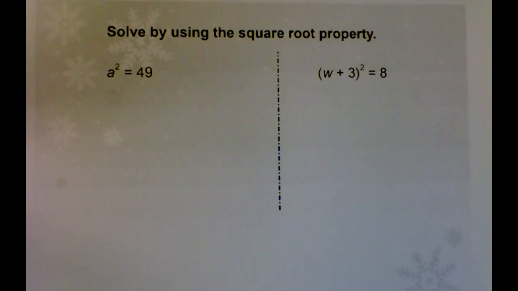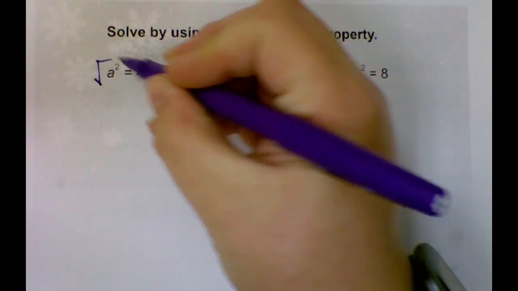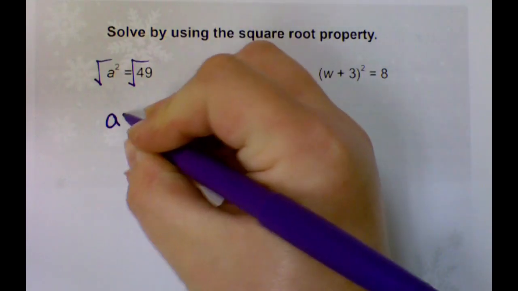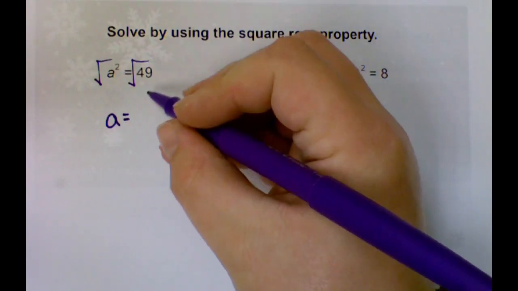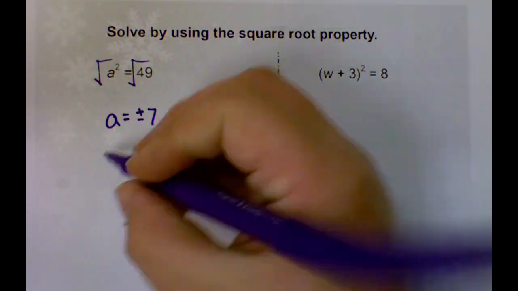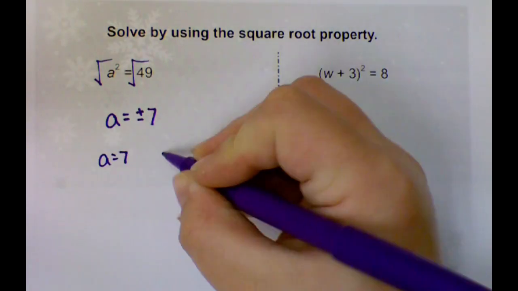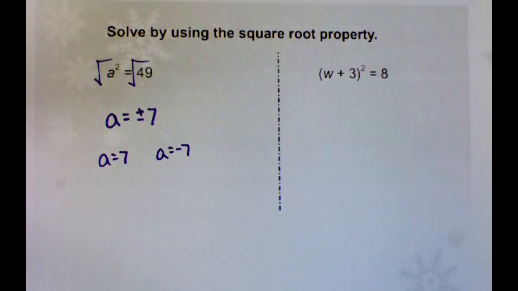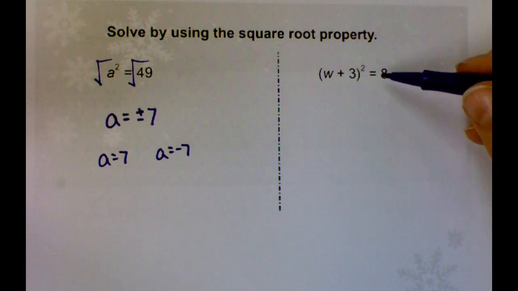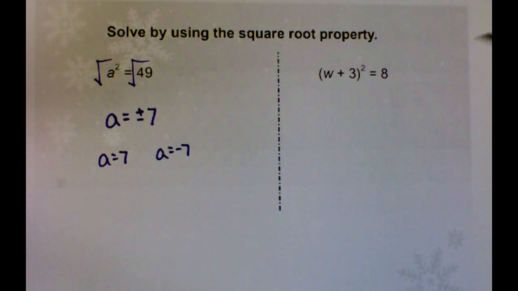So what that means is to solve a squared equals 49, I undo the square with a square root on both sides. Well, the square root of a squared is just a. The square root of 49 is positive or negative 7. Now you could write this as a equals positive 7 or a equals negative 7 as well, but you do need both answers.